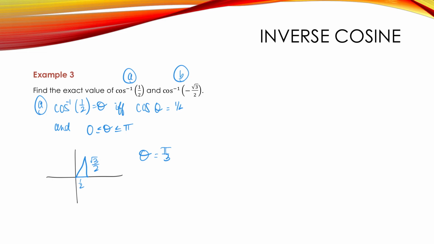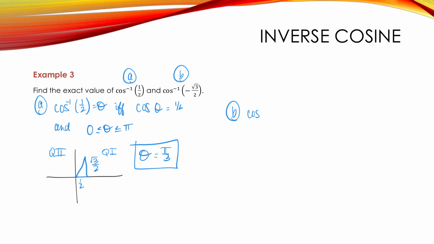Now, yes, this cosine could also be a negative 60 degrees or negative pi over 3, but remember that negative pi over 3 is not an allowable value for theta. Theta has to be between 0 and pi. It has to be in quadrants 1 or 2. So we can only have a positive cosine in quadrant 1. So we only can have quadrant 1 or quadrant 2 for inverse cosine. So in this case, we have to stick with our pi over 3.